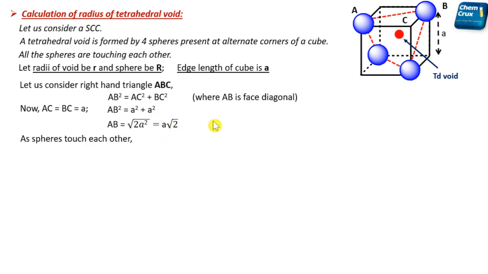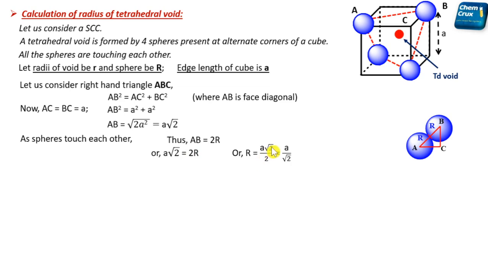Now we know that the spheres touch each other like this, correct? So AB, that is the face diagonal, has 2 spheres that are touching each other. So AB can be written as 2R, right? Now if we put the value of AB, that is a root 2, here, we can write a root 2 is equal to 2R, or R can be written as a root 2 by 2 or a by root 2, which is the equation 1.